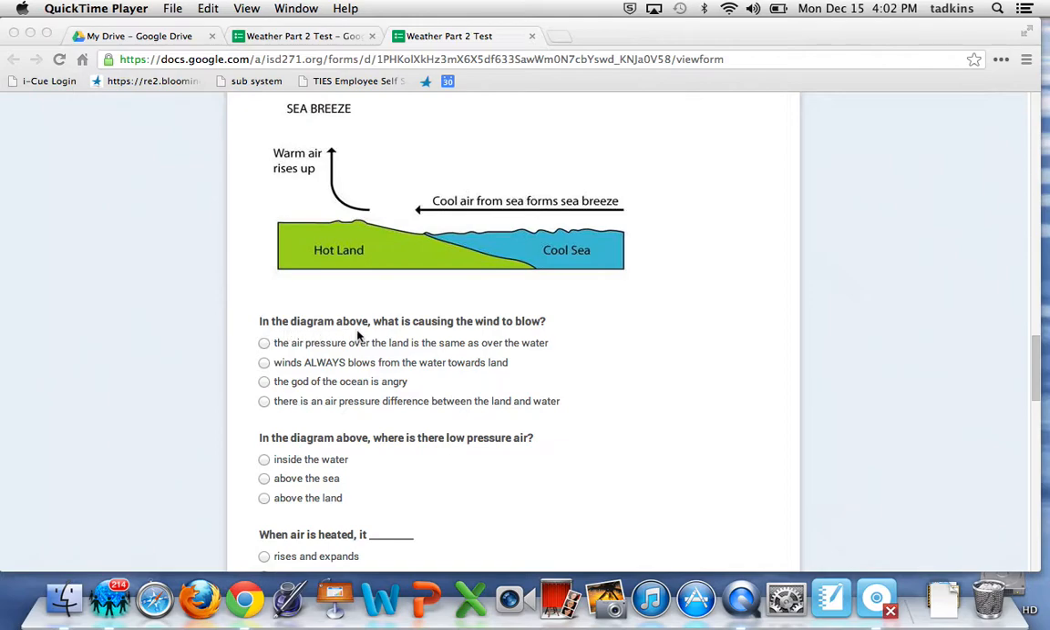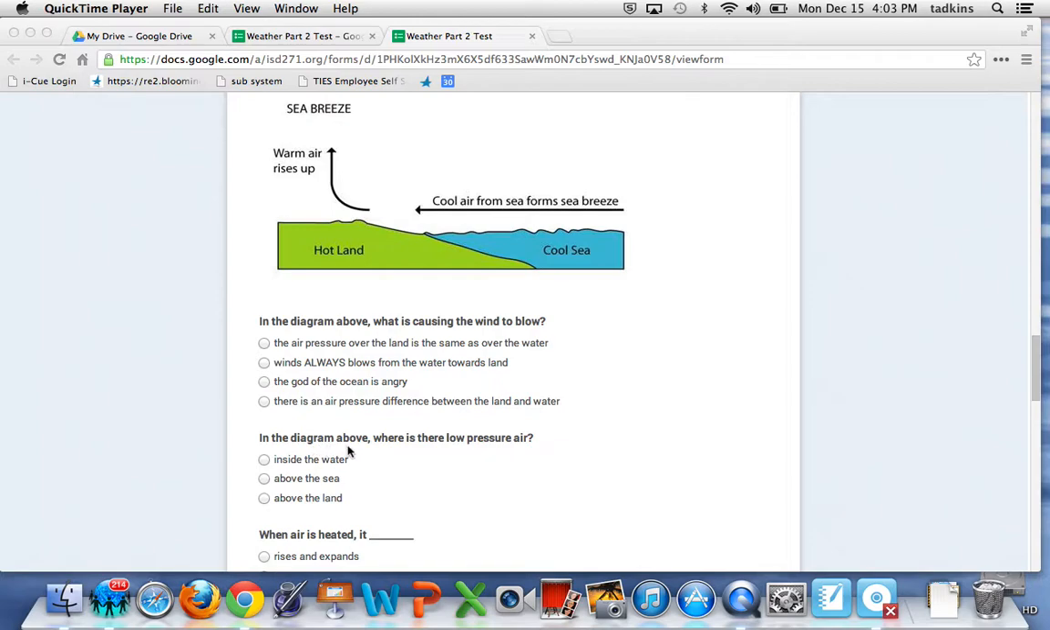In the diagram above, what is causing the wind to blow? The air pressure over the land is the same as over the water. Wind always blows from the water towards land. The God of the ocean is angry. There is an air pressure difference between the land and water.